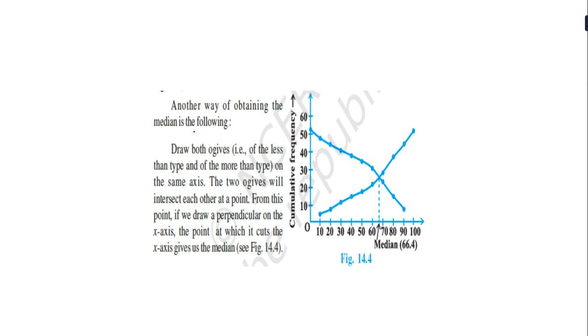Another way of obtaining the median: draw both ogives. Here we are discussing the upper and lower limits. Here it is the less than type, and here it is the more than type. Wherever they intersect, that is our median, and you make a perpendicular line and you will get the answer.